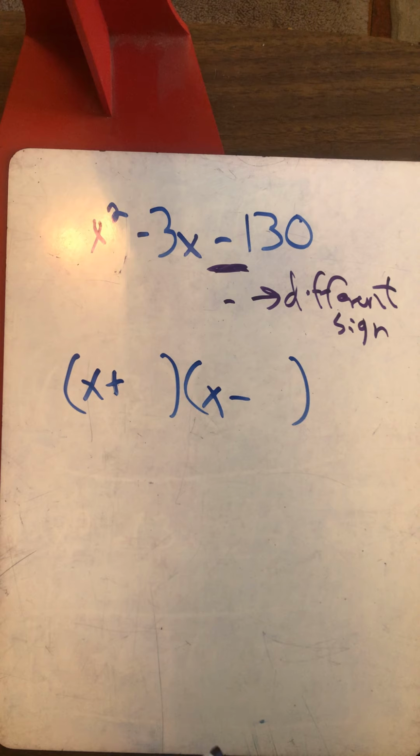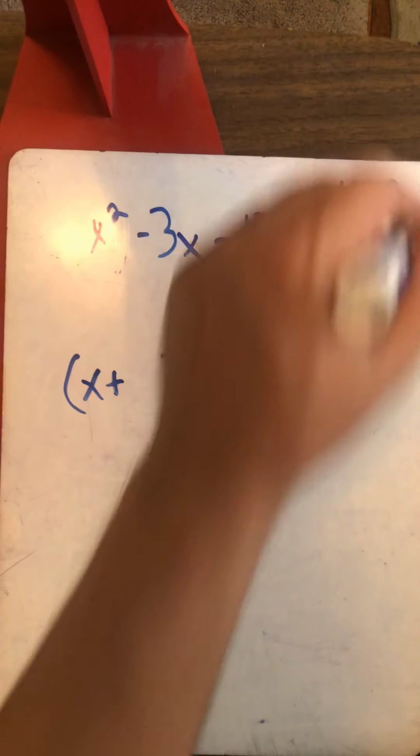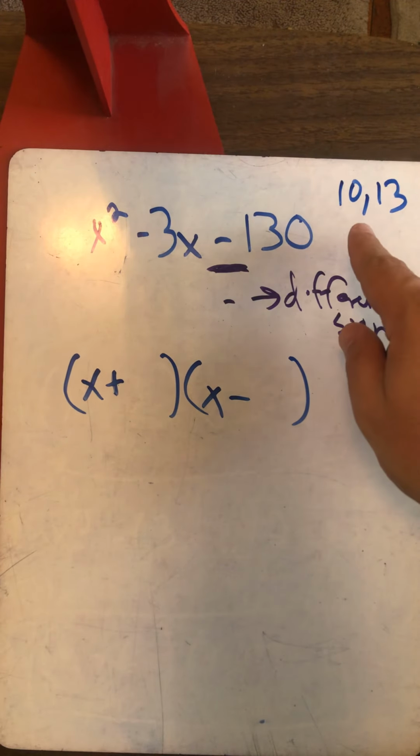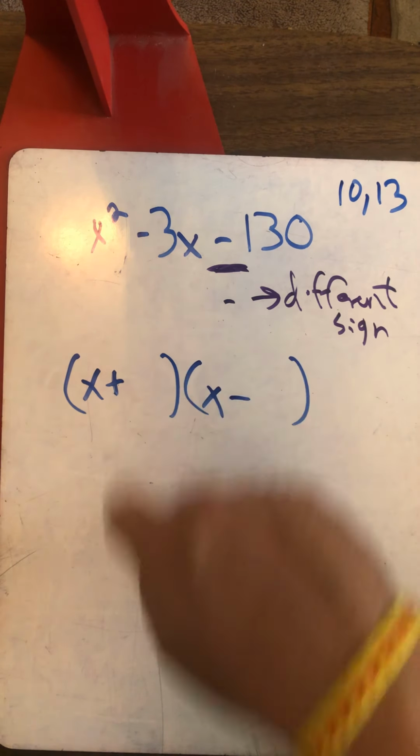Let's see, there's 1, 130, 2, 65, 3, no, 4, no, 5. Oh, 5 and 26. Nope. Ooh, but what if we change it to 10 and 13? If we do 10 minus 13, that would give us our negative 3.